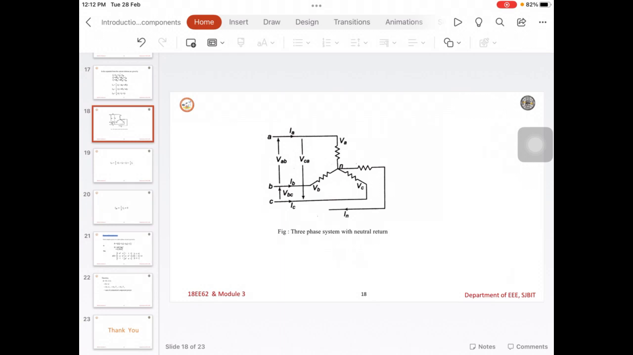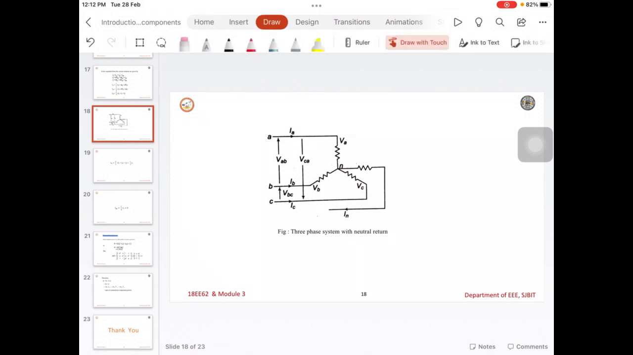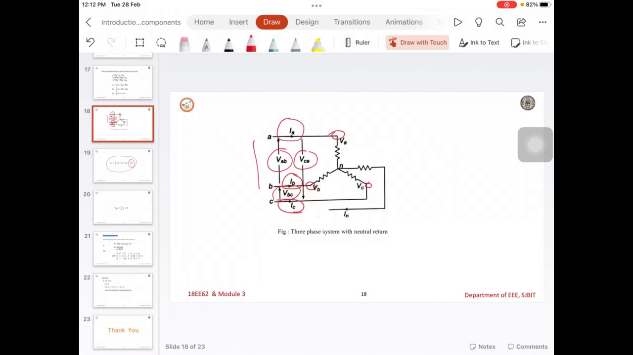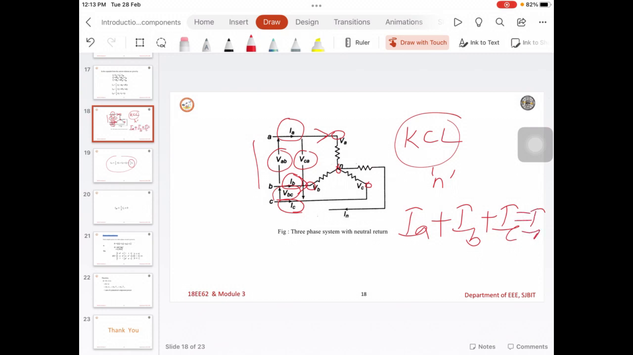Next, let us consider the three-phase system. Here we have the line currents IA, IB, IC, and the line voltages VAB, VBC, and VCA, and we have the phase voltages VA, VB, VC, and the neutral current IN. The symmetrical component IA0 can be written as 1/3 of IA plus IB plus IC, this we know, but in the circuit these three currents are coming, and if you apply KCL at node N, IA plus IB plus IC will be equal to your neutral current.